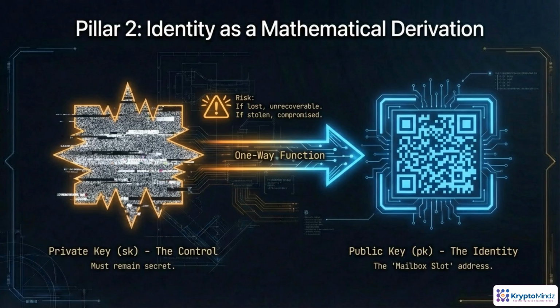In modern blockchain systems, your identity isn't an account row in a database. It's the output of a one-way mathematical function. You hold a private key that must stay secret. From that private key, a public key or address is derived. Others see and use only the public side, but can't feasibly reverse it to recover your secret. So control flows from the private key, while recognizability and routing happen through the public key.